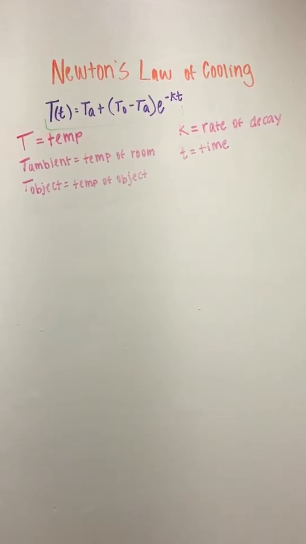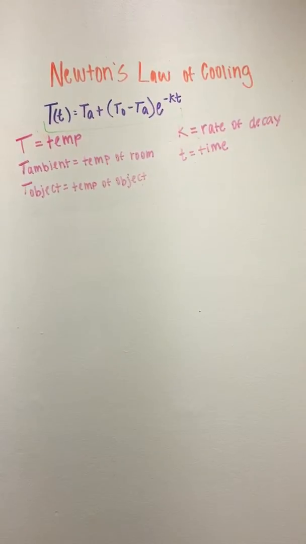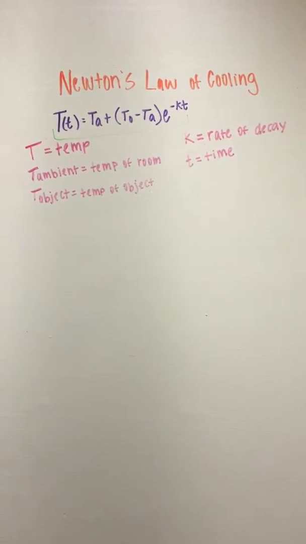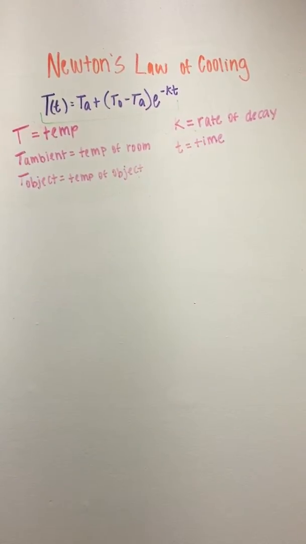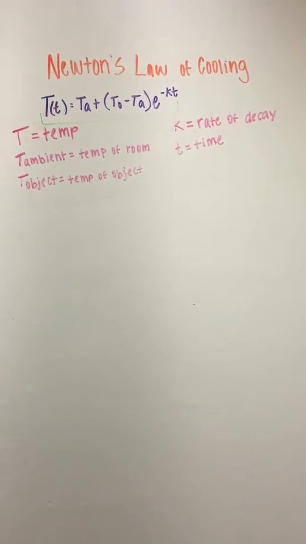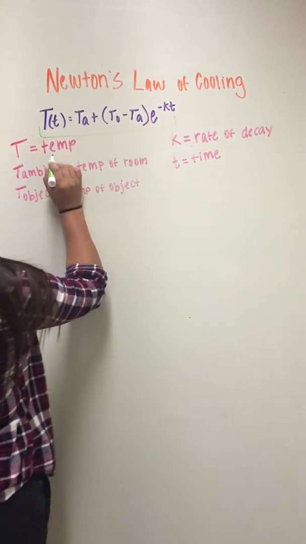At 6, the temperature of the body is 80 degrees, while at 7 p.m. it was 75 degrees. If the room is kept at a constant temperature of 70 degrees, what is the time of death? So, T is the temperature.